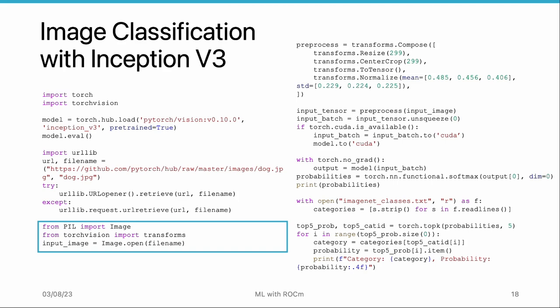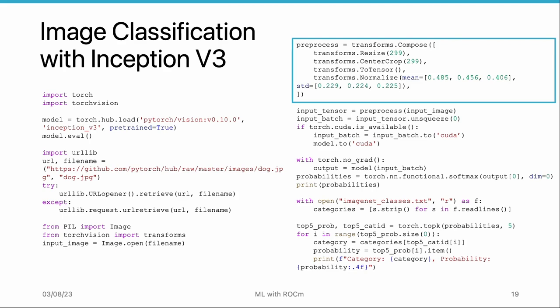Next, we use the Image.open function from PIL to open the downloaded image. The Image.open function reads the image file specified by the filename variable and returns an instance of the Image class representing the opened image. By assigning the returned image instance to the input_image variable, we can access and manipulate the image for further processing and evaluation using the Inception v3 model. In summary, these lines of code import the required modules, open the downloaded image using PIL, and store it in the input_image variable for subsequent processing.